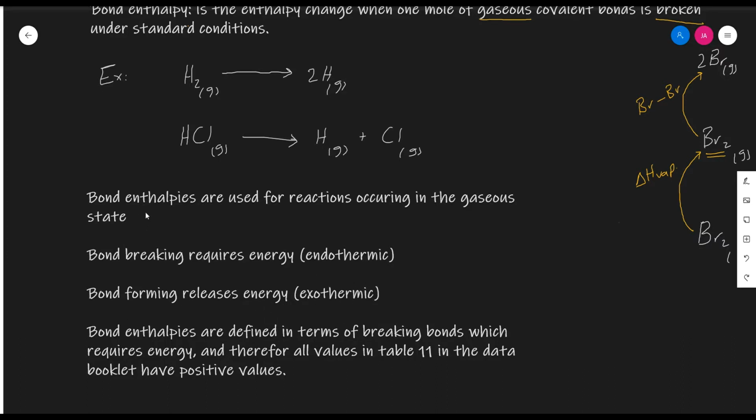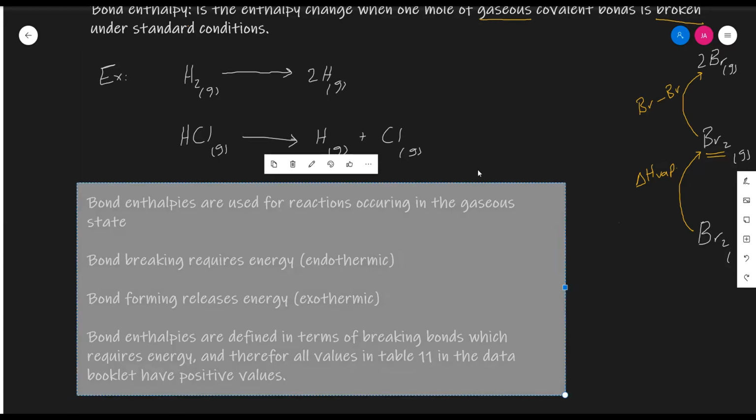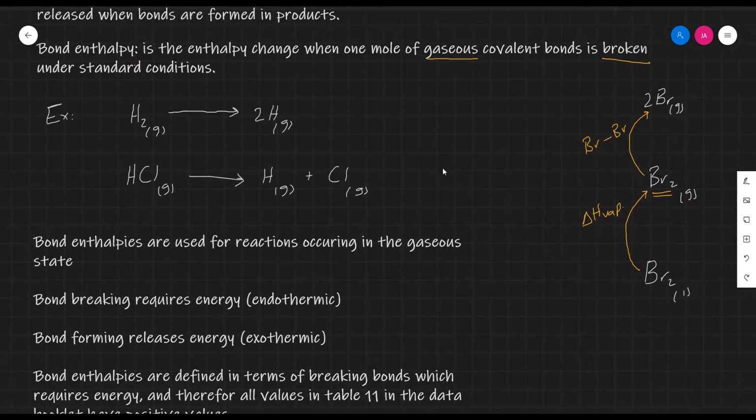I've also noted here that you can use bond enthalpies to calculate enthalpy changes of reactions that occur in the gaseous state only. Thus, the reactants and products must be in the gaseous state, because these values are determined for reactants and products in the gaseous state.